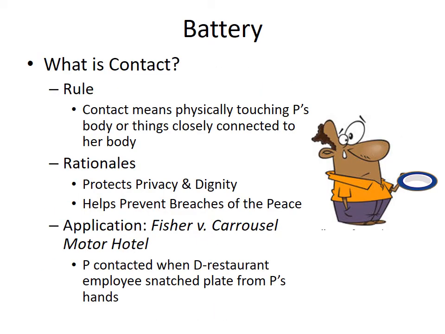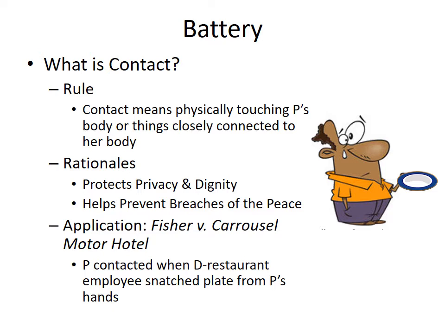Now let's start breaking down the defining element of battery, first by looking at the concept of contact. It might seem pretty simple at first, but the reality is there's a little bit more nuance here than you would expect. So contact means physically touching either the plaintiff's body or things that are closely connected to the body. And that could include the clothing that the plaintiff is wearing, or maybe a hat on the plaintiff's head, or possibly something that's held in the plaintiff's hand.